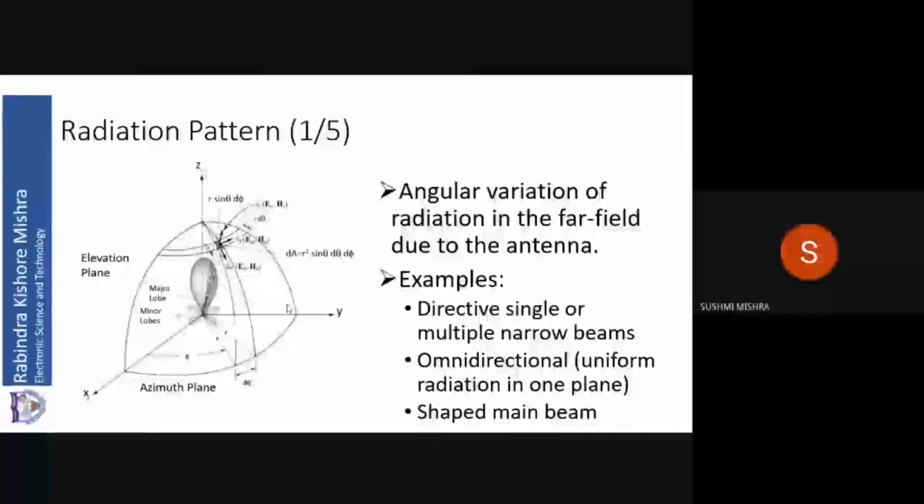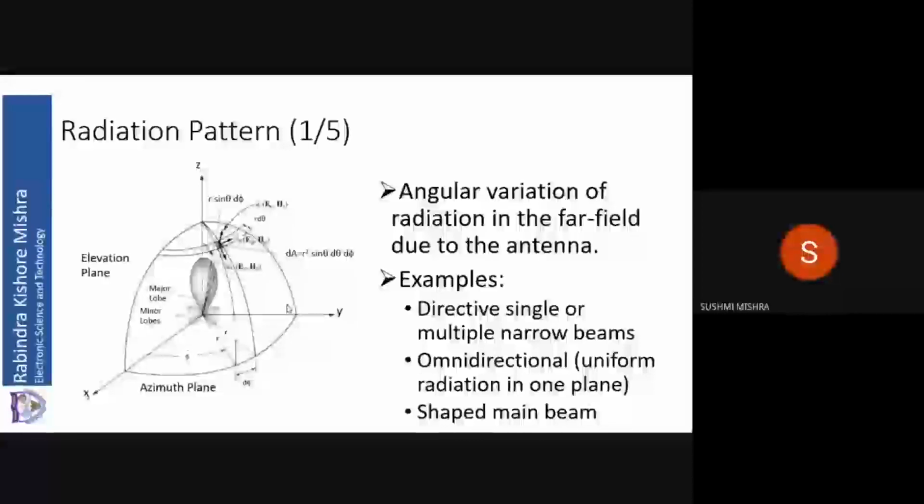Now let us define what radiation pattern is. This is the angular variation of radiation in the far field due to the antenna. Remember this, the important term here is the far field. If you are in the reactive near-field zone, then this definition does not apply, because the radiation pattern is not consistent; it varies. So the angular variation of radiation in the far field due to the antenna is called the radiation pattern.